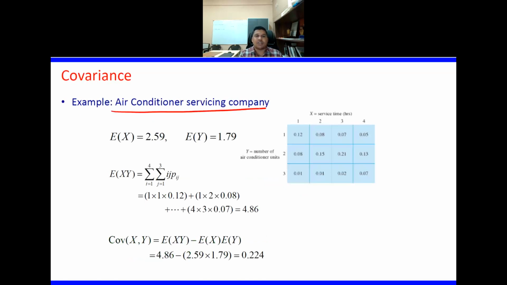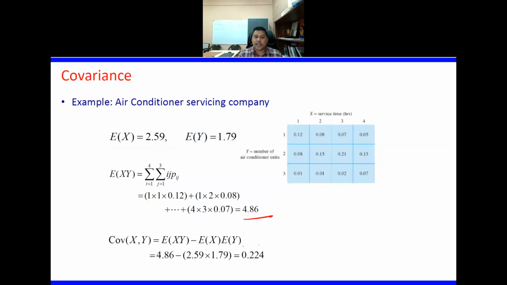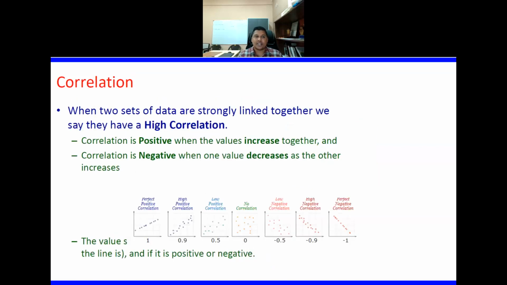Okay. So take this example: air conditioner servicing company. Okay, air conditioners. We are trying to find out its covariance. Given the expectation of x is 2.59, expectation of y is 1.79. How do you find out expectation of xy? You have to multiply all these things. 1 into 1 into 0.12, 1 into 2 into 0.08, 1 into 3 into 0.07, and so on. Like this, you have to take plus 3 into 4 into 0.07. You get this 4.86. This is the expectation of xy. You have to multiply this value into the probability. Okay, both you have to multiply. You get this. So covariance is 0.224. What does this signify to us? What is its meaning? Let's see. What does it mean?